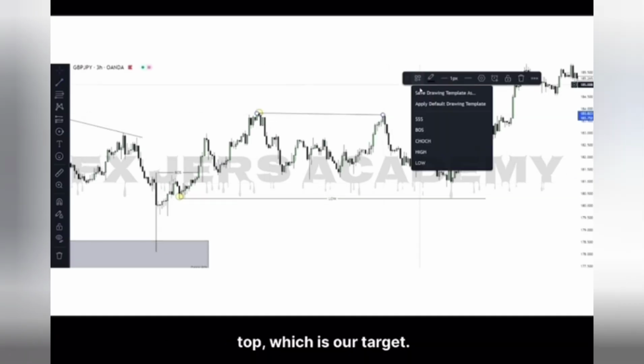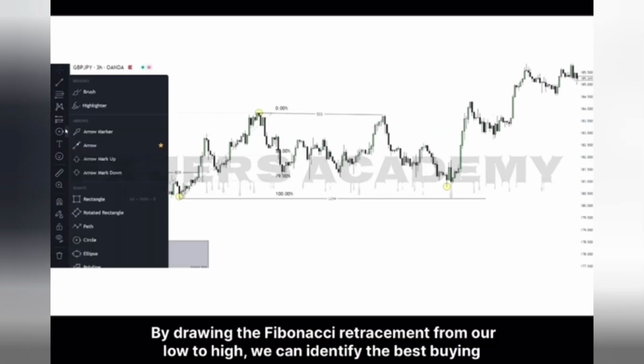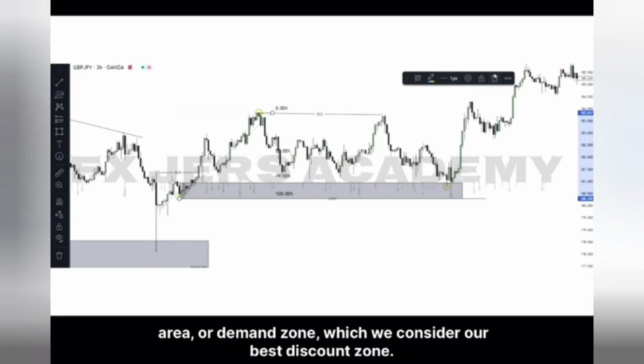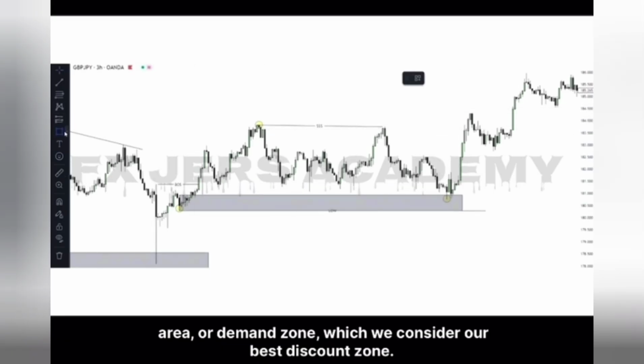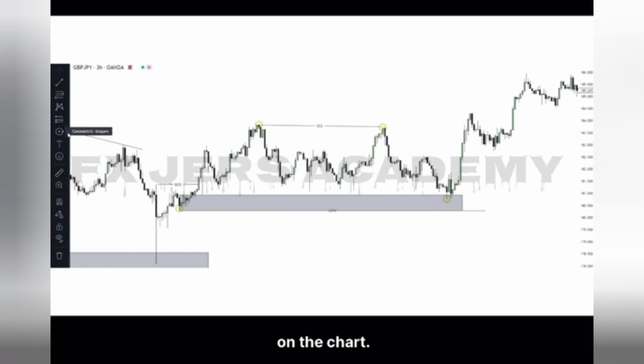which is our target. By drawing the Fibonacci retracement from our low to high, we can identify the best buying area, or demand zone, which we consider our best discount zone. After drawing the demand zone, I highlighted the high with yellow to make it easier to recognize on the chart.